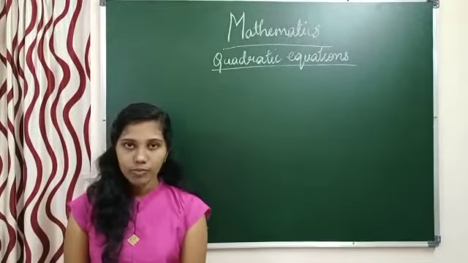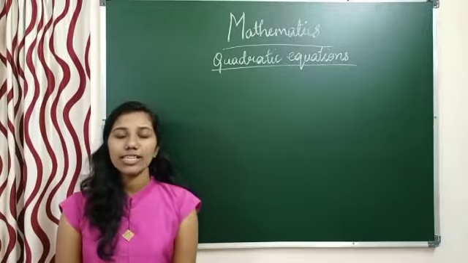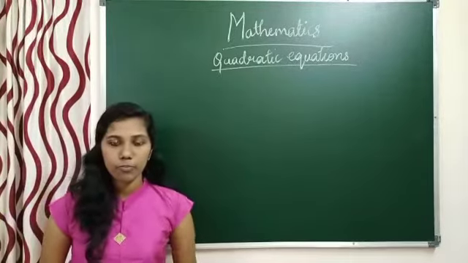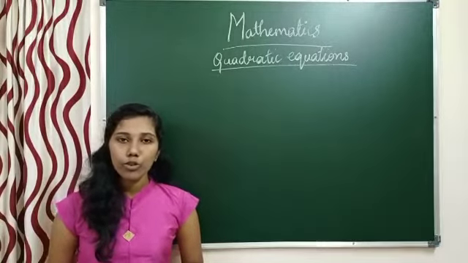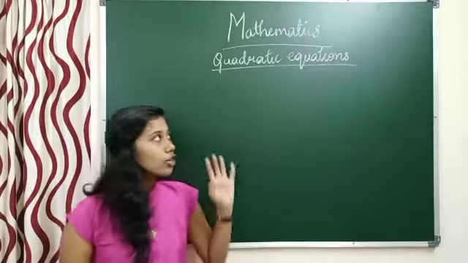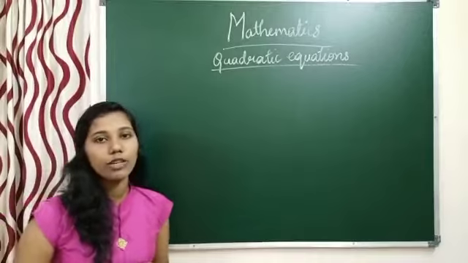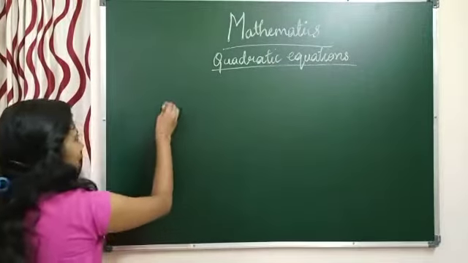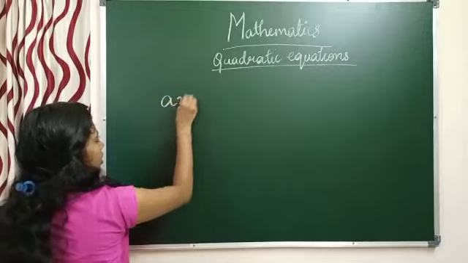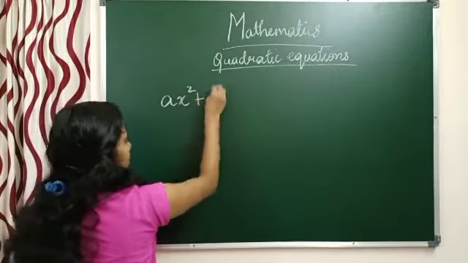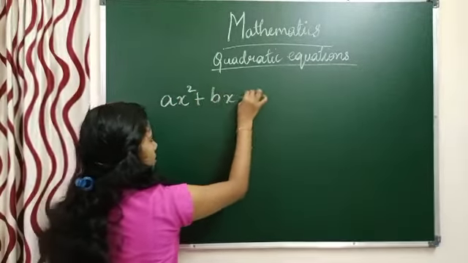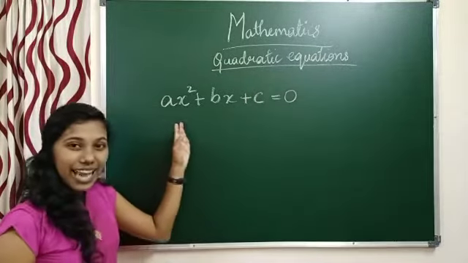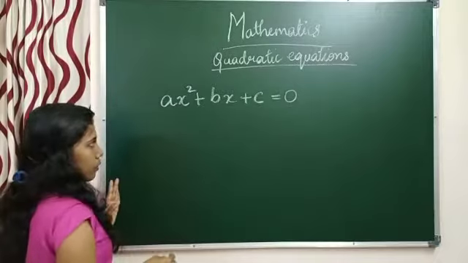Good morning to all. Today we are going to learn a new chapter, that is quadratic equations. Here I will show you the standard form of a quadratic equation. Then we will go to the definition of a quadratic equation. So the standard form of a quadratic equation is ax square plus bx plus c equal to 0. This is the standard form of a quadratic equation.